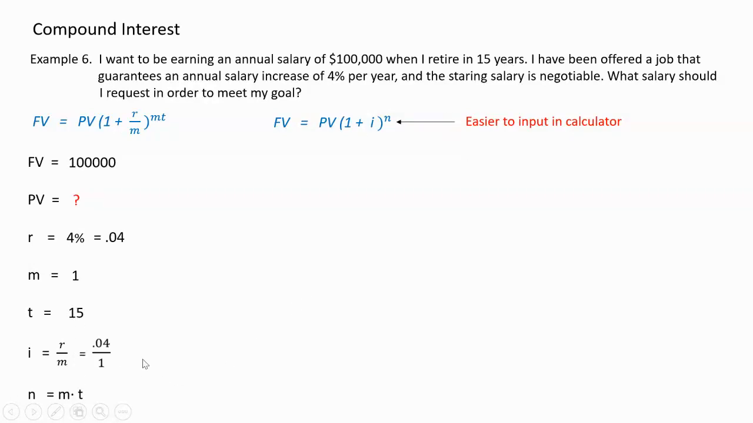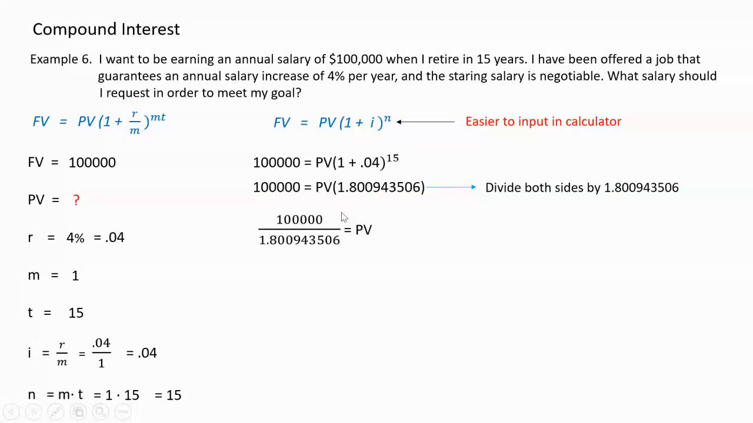Now my I is R divided by M, so 0.04 divided by 1 will give us 0.04. And M times T will just be 1 times 15, which gives us 15. Now we plug all the info into the formula. But remember, guys, we're looking for the present value. When we're looking for the present value and you have numbers on both sides of the equal sign, we're going to use the inverse, like I mentioned earlier.